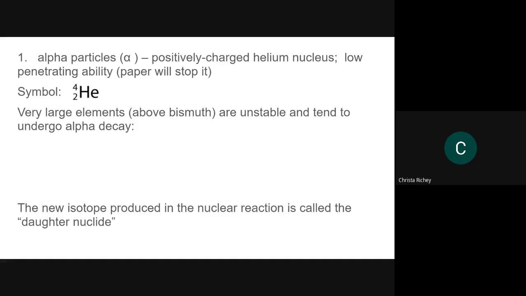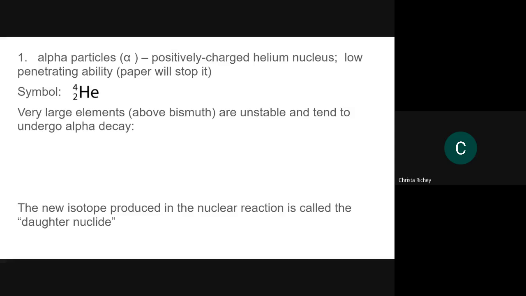All right, so the symbol, because it's a helium nucleus, is He. It is 2 protons and 2 neutrons, so the top number is 4. The atomic number of helium is 2. This is how we represent an alpha particle. That's what it is. That's all it is.